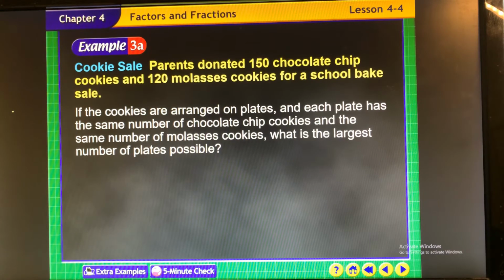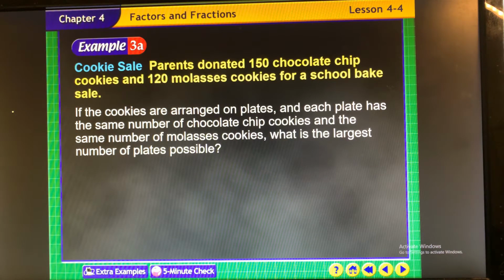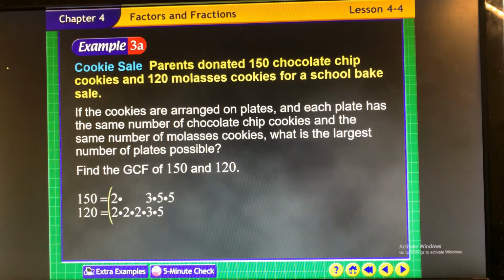So really all you're doing is GCFing 150 and 120 to find out what is the largest number of plates possible. Largest is the key word that you're looking for the GCF. Now the easy thing to do is to cross out the zeros and GCF 15 and 12 and then add the 0 back on.